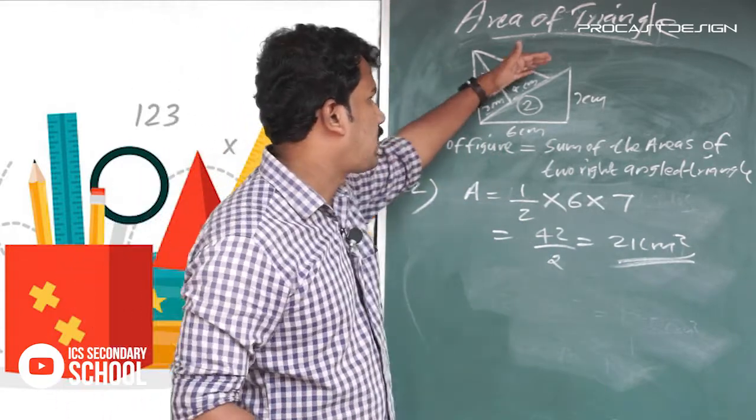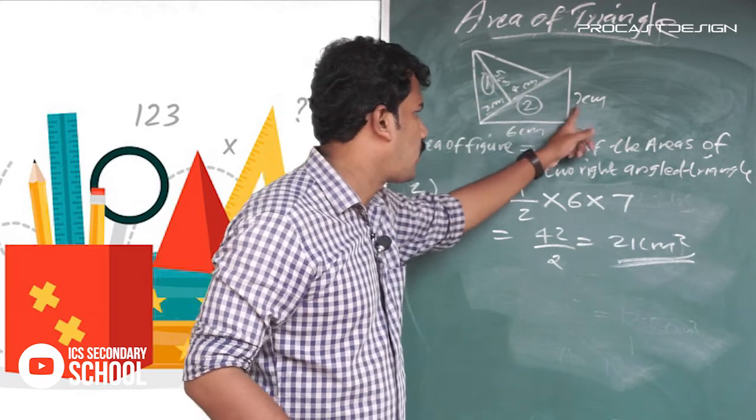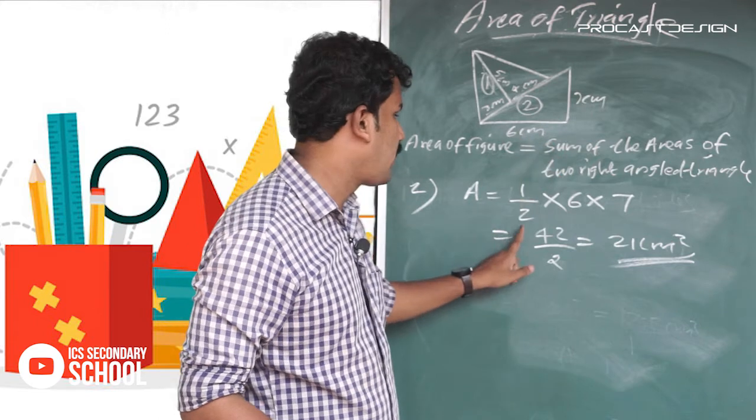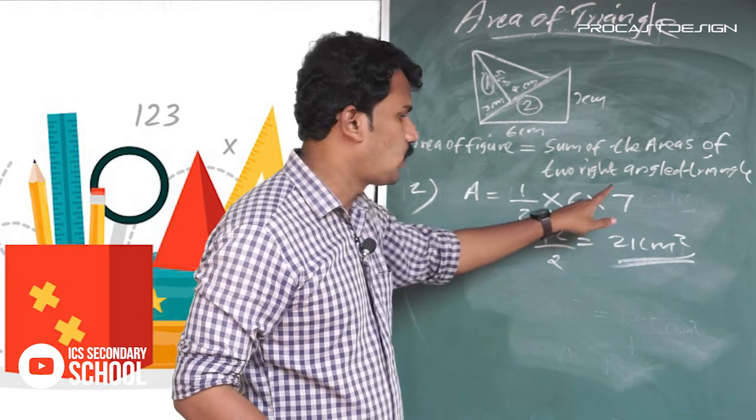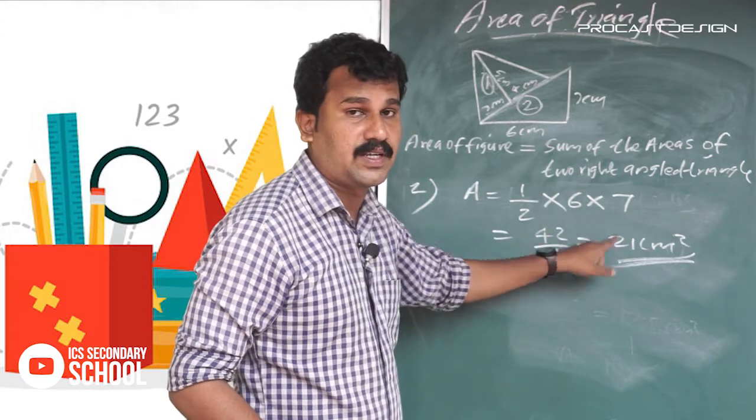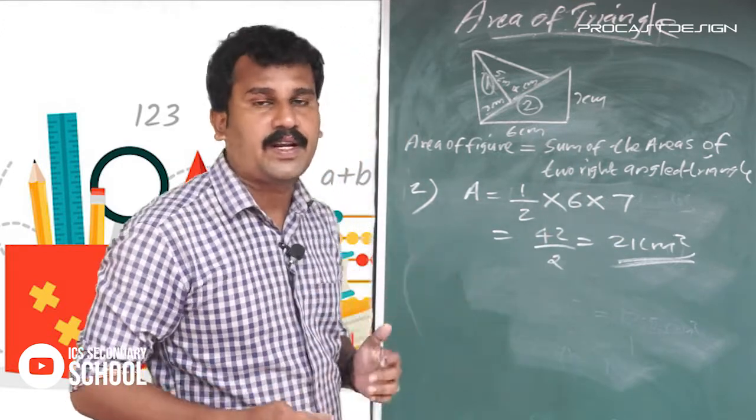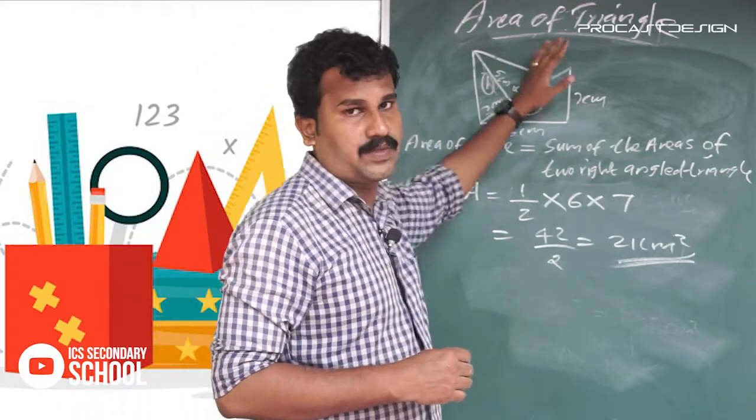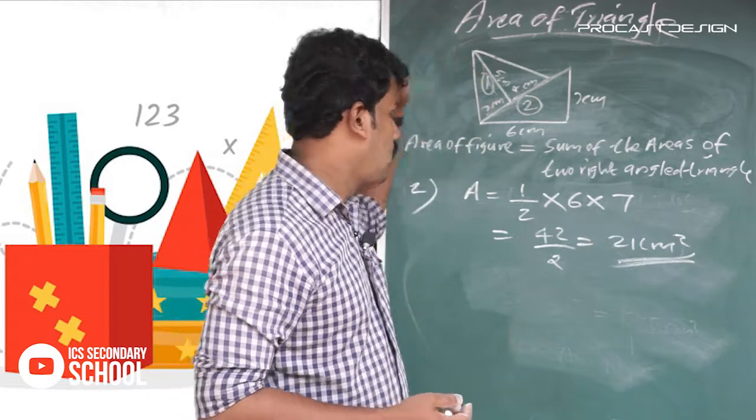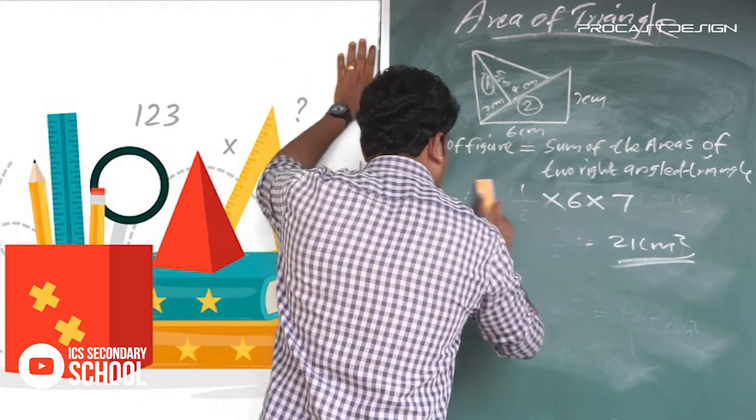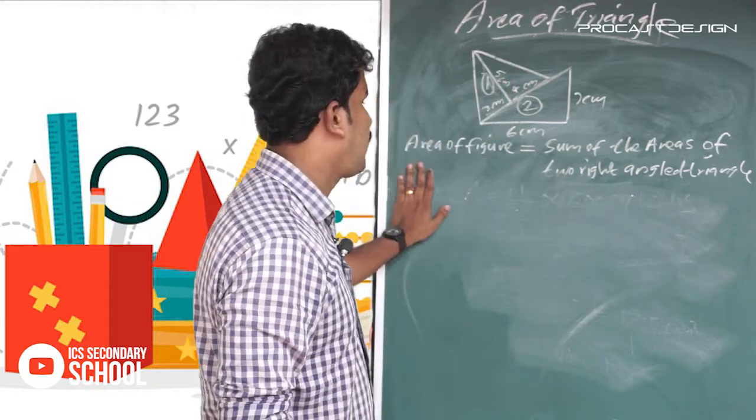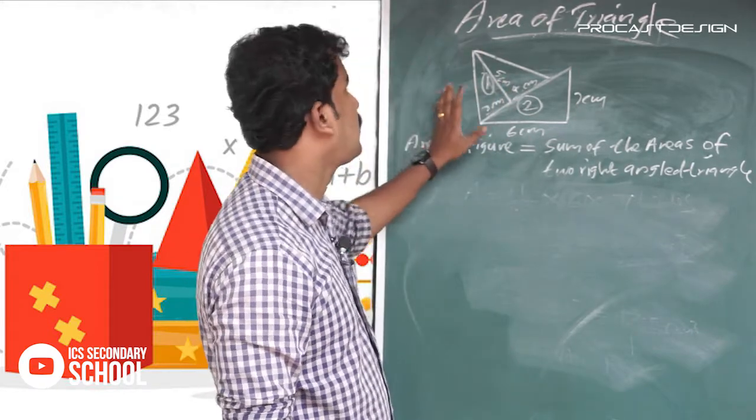So in the second right angle triangle, the perpendicular side length is 7 centimeter and the base length is 6 centimeter. So area is half into 6 into 7, that is 42 by 2, that is 21 centimeter square. Now we can calculate the total area of this figure. We have calculated the areas of the first and second right angle triangles.